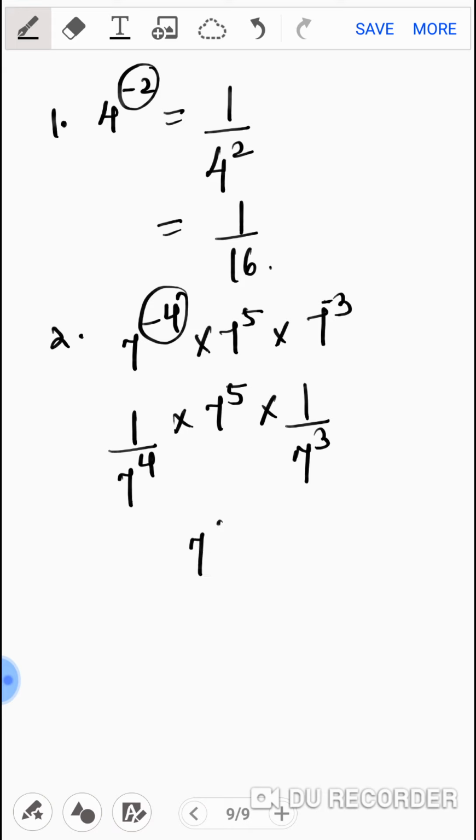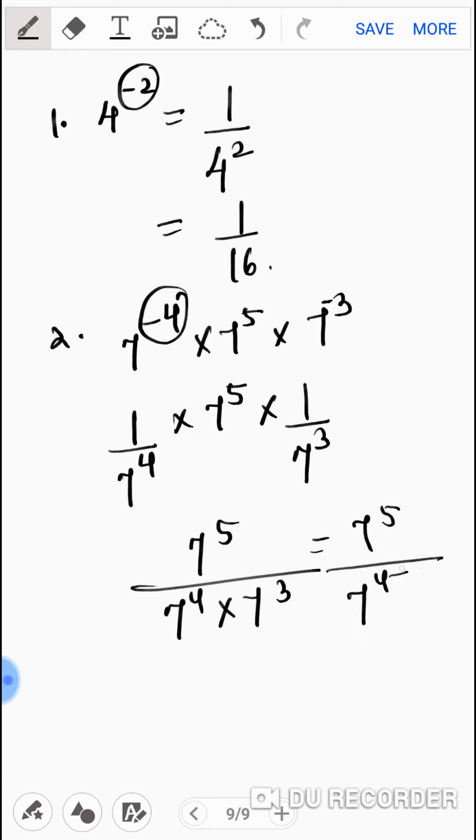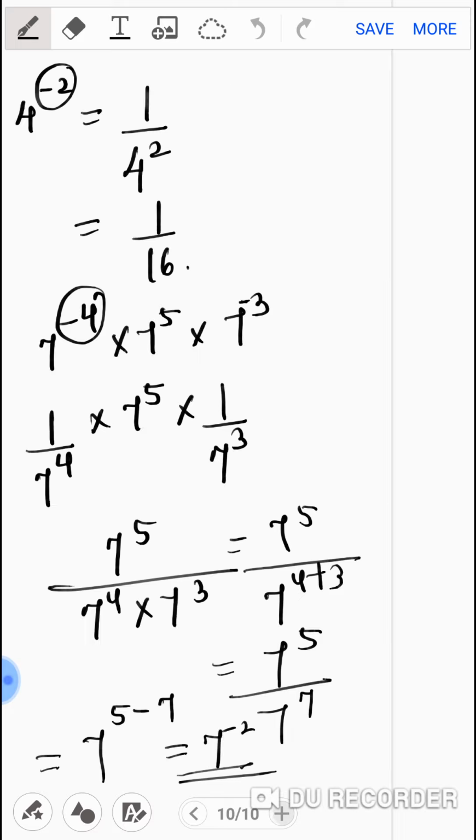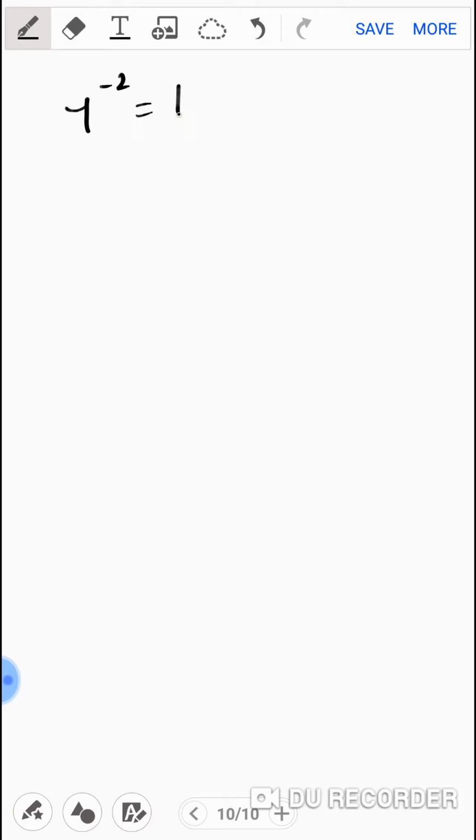Let's use the law. So it is like this. As I said, if you have multiplication, the exponents will be added. So it will be something like this. And now the exponents will be subtracted. So your answer will be 7 raised to minus 2. Clear? If you want to convert 7 raised to minus 2, you can write 7 raised to minus 2 is equal to 1 upon 7 raised to 2, that is 1 upon 49, and that's your perfect answer. Clear?